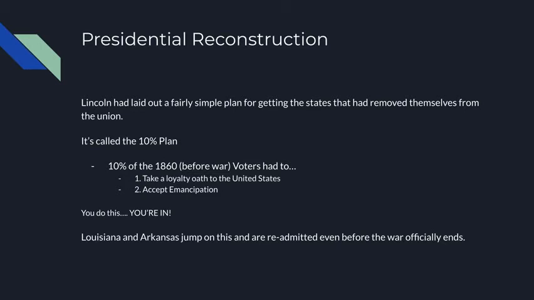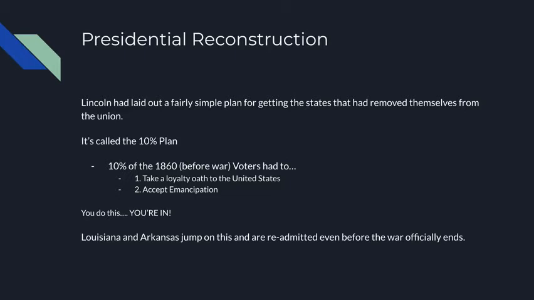All right, simply put, Lincoln had laid out a fairly simple plan for getting the states that removed themselves back into the Union. He called it a 10% plan. Basically, the 10% plan was 10% of the 1860 pre-war voters had to, one, take a loyalty oath to the United States. I pledge allegiance to the flag of the United States of America. Boom, you took a loyalty oath. And the second thing was to accept emancipation. If you do this, you're in.